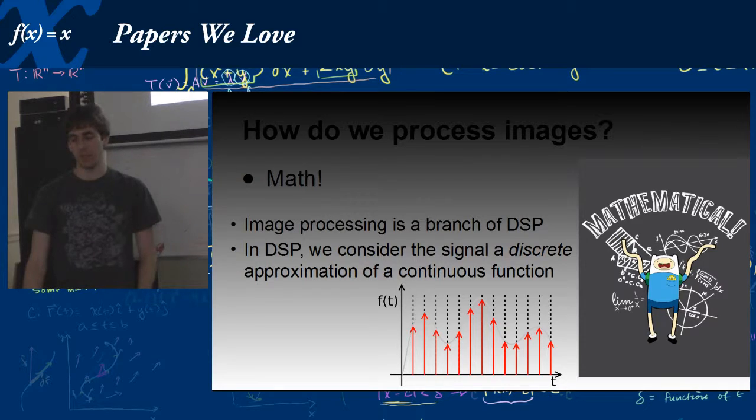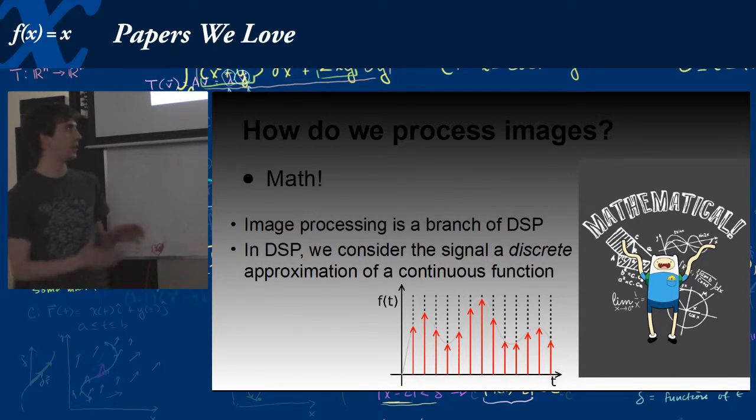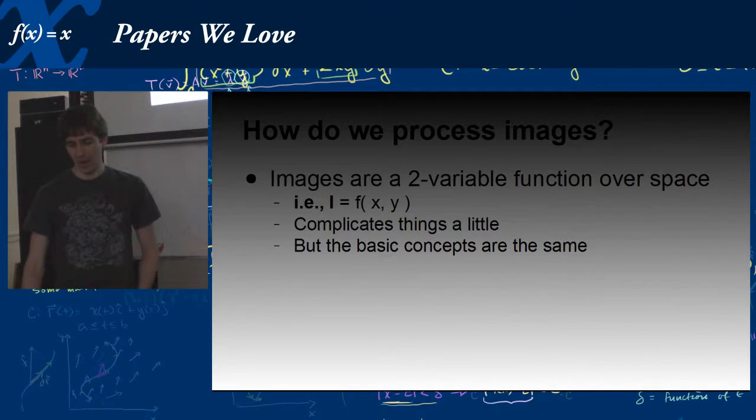How do we process images? Well, the answer, of course, is by using math. Like I said, image processing is a branch of discrete signal processing, or digital signal processing. I'm never actually sure what that acronym is. It could be both. And usually when you think of DSP, you think of some kind of bar and line chart where one dimension is some piece of data, temperature, sound, I don't know, and the other one is time. And like I said, images are just a two-variable function over space, but really we can just think of them as a function.